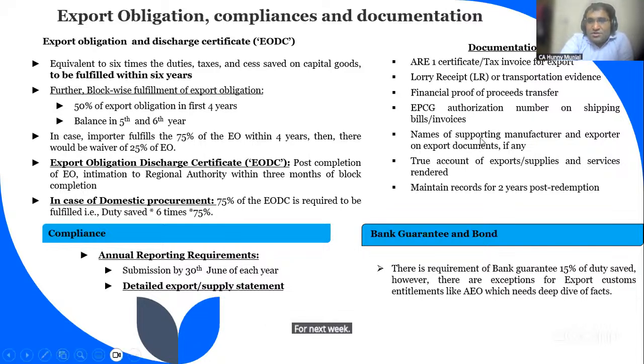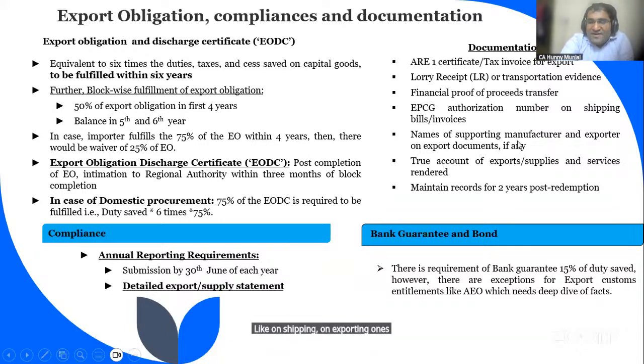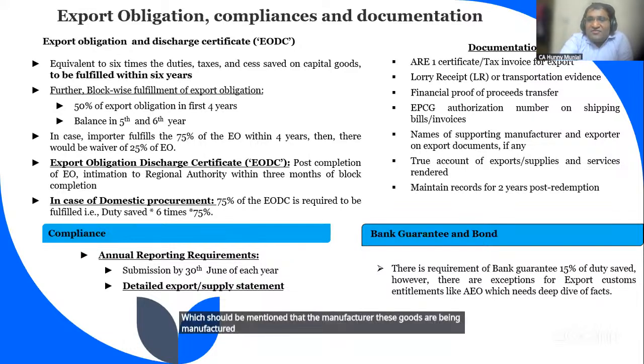In case you are a supporting manufacturer tied to a merchant exporter, then on the export documents, your name should also be there, like on the shipping bill and on the export invoice. It should be mentioned that these goods are being manufactured by this supporting manufacturer, and I am the merchant exporter.